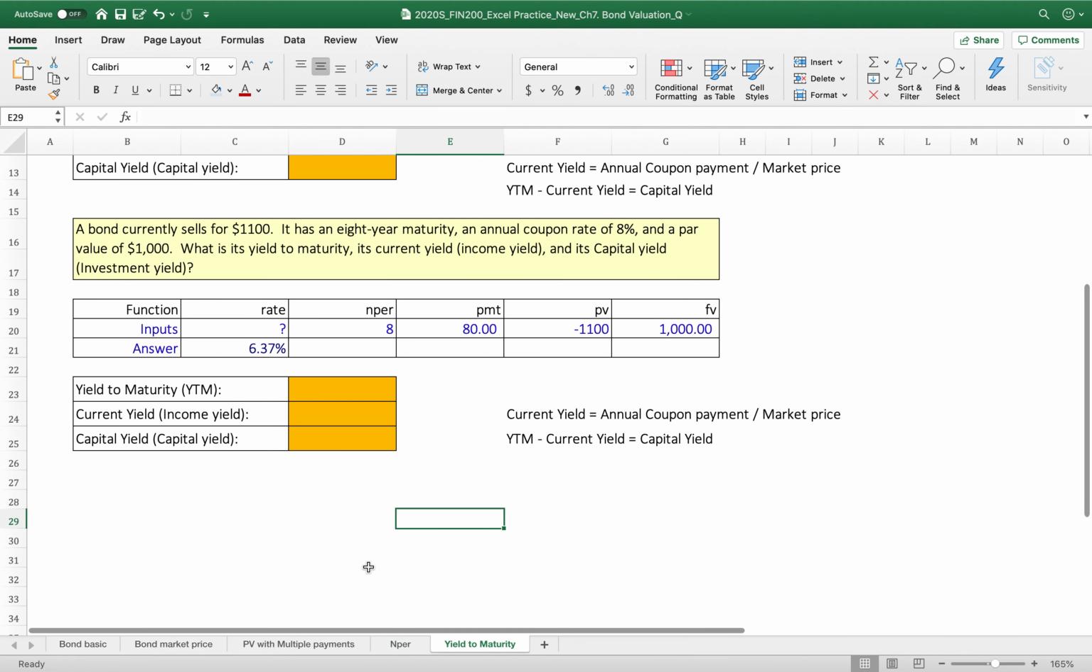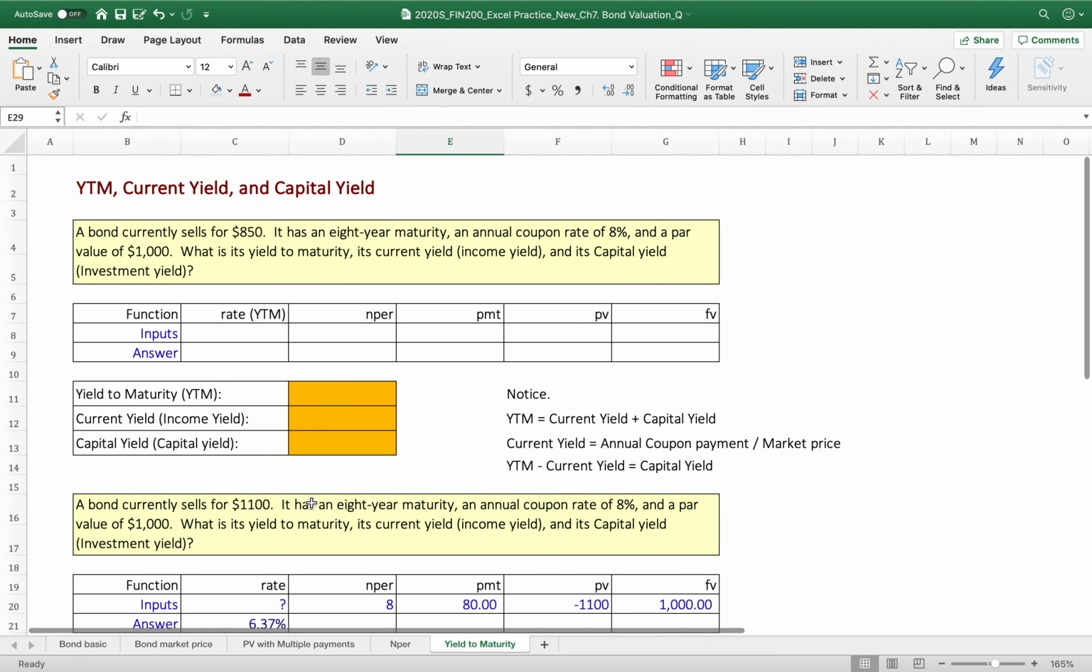Then let's talk about the yield to maturity. Yield to maturity is from the perspective of investors. Now we measure the YTM, assuming that the investors will hold this bond until maturity. So a bond currently sells for 850. It has an 8-year maturity, an annual coupon rate of 8%, and a par value of 1,000. What is its yield to maturity? What are its current yield and its capital yield?